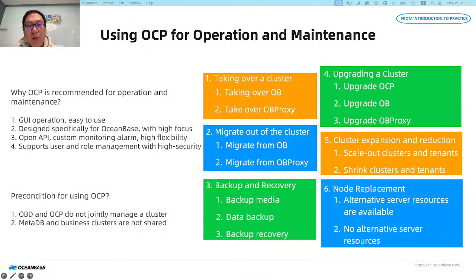We also have two preconditions for using OCP. One, OCP and OBD do not jointly manage a cluster. The second, MetaDB and a business cluster are not shared. In the process of using OCP for operation and maintenance, we mainly introduce the following 6 modules. They are taking over a cluster, migrating out of a cluster. The third is backup and recovery. The fourth is upgrading a cluster. The fifth is cluster expansion and reduction. The last one is node replacement.